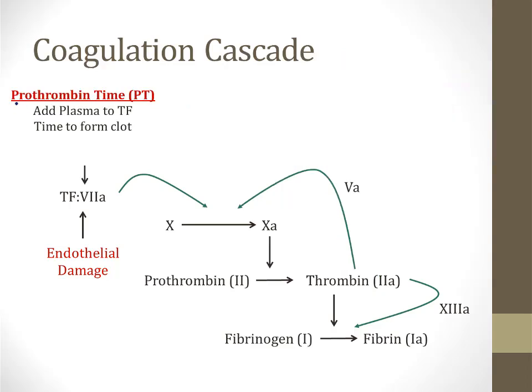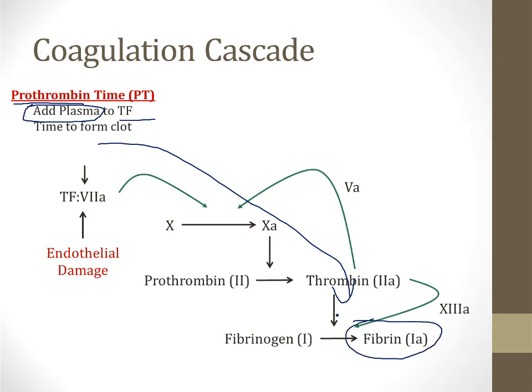The test of the extrinsic pathway is called the prothrombin time. In this test, tissue factor is added to a sample of a patient's plasma. That will initiate the cascade in this manner and form fibrin, and you measure the time it takes to form a clot, and that time is called the prothrombin time, or the PT.